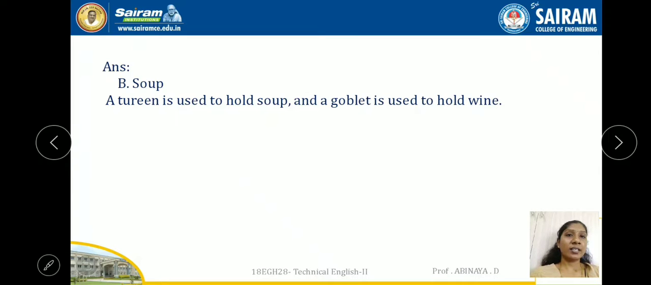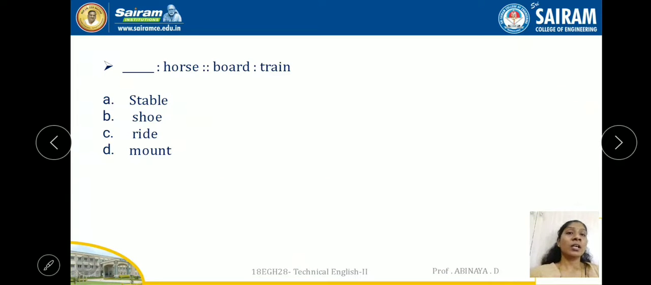So soup is the answer. A tureen is used to hold soup and a goblet is used to hold wine. The next one, dash is to horse and board is to train.